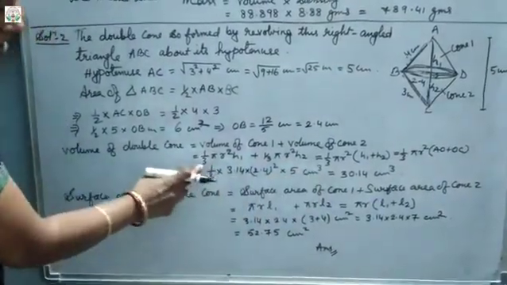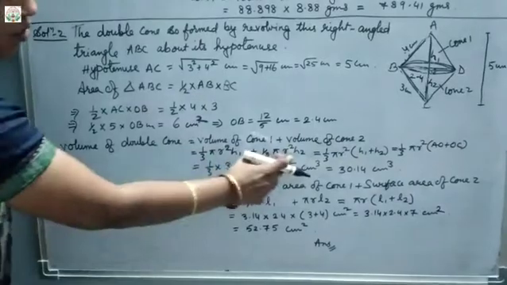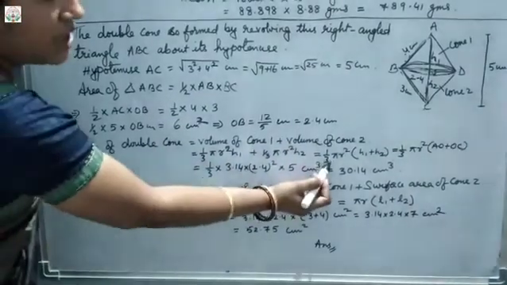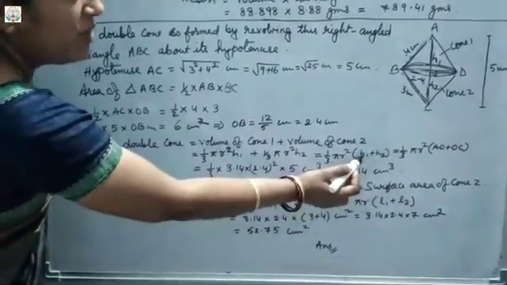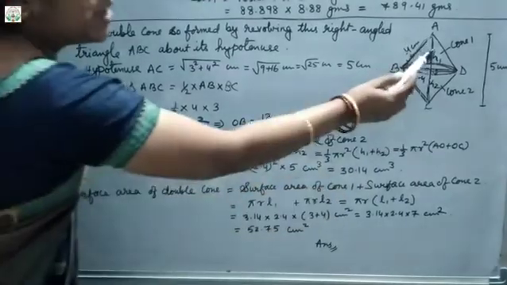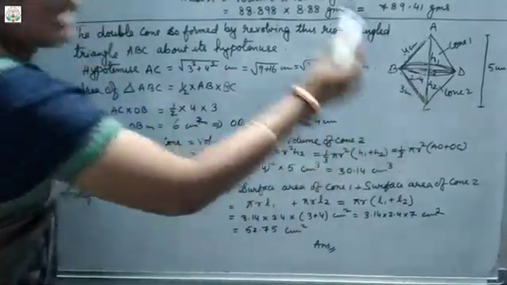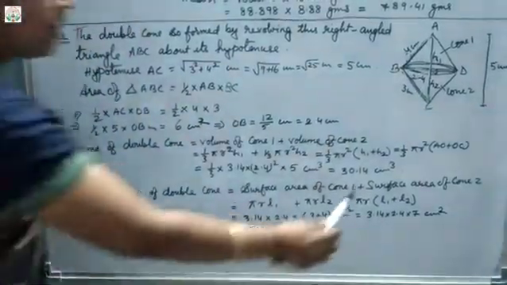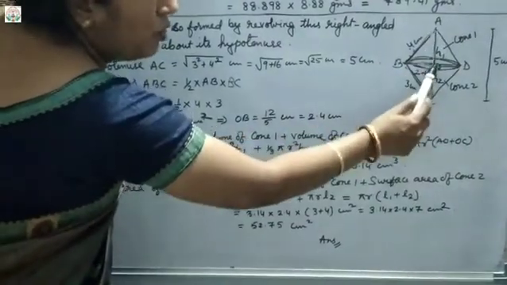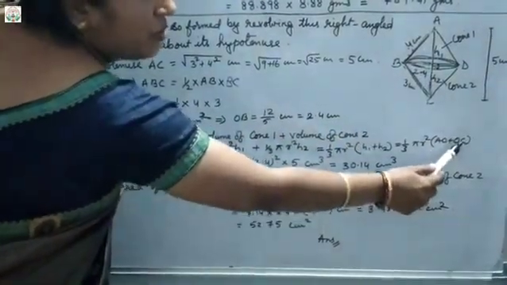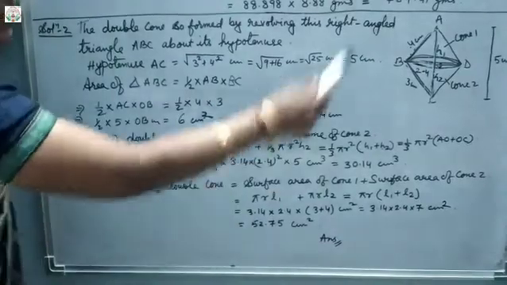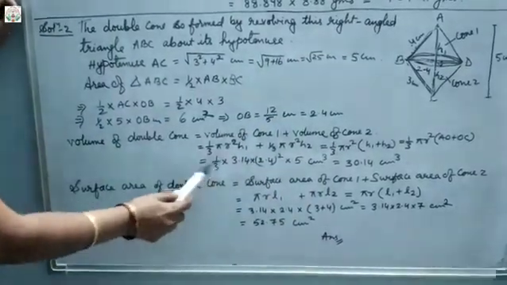Clear? Now here you can see 1 upon 3 pi r square is common in both, so that is taken out. Within bracket what it will be? h1 plus h2. Now h1 plus h2 will give whole AC, which equals AO plus OC, which is how much? 5 centimeter.